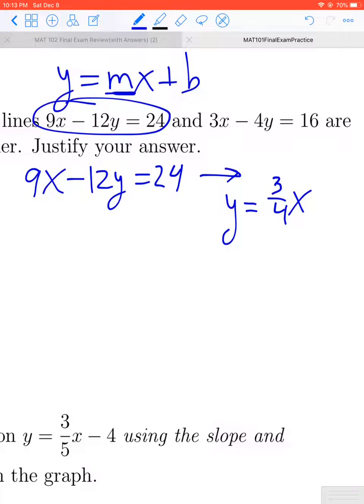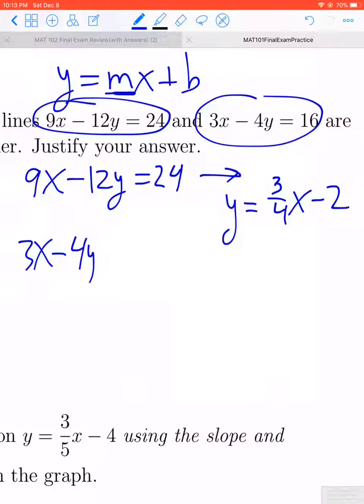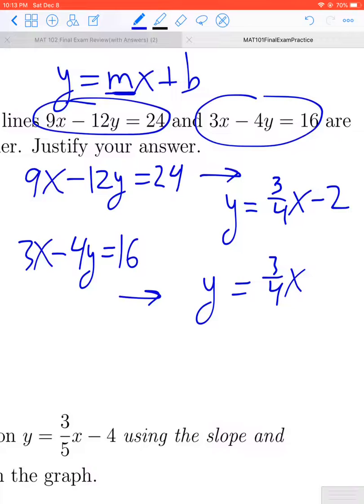3/4 x minus 2. For this second equation, if you take this one and get the y by itself, what you would get would be y equals 3/4 x minus 4.